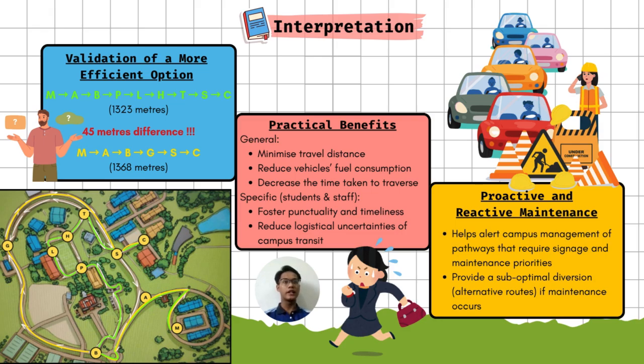For instance, let's say that a road has some repairing that needs to be done. So campus management can alert students to use alternative routes in case that happens. They can also provide a suboptimal diversion or alternative routes if maintenance ever occurs.